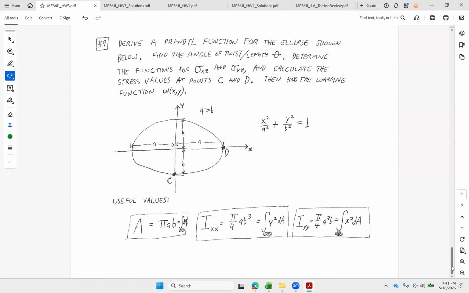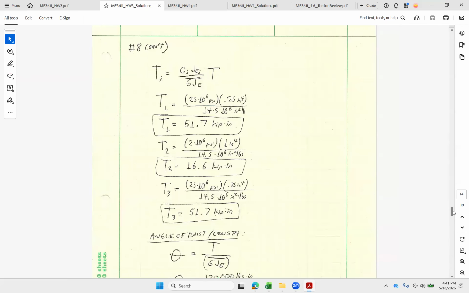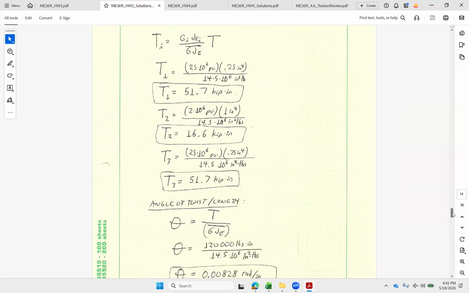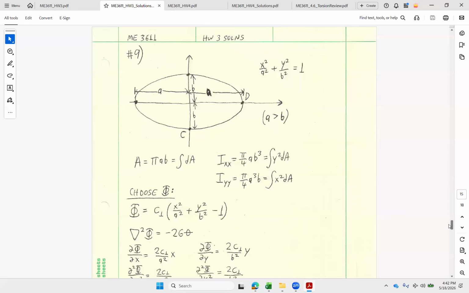Right? And then we've got a couple of useful values for the ellipse. IXX, integral y squared dA, is going to be pi over 4 A B cubed. And then IYY, the moment of inertia about that vertical axis, integral x squared dA, to be pi over 4 A cubed B. So if we come across any of these, we can just substitute in those constant values, and pi AB for our area. So let's see how these play out. Torques we also got for that one via the summation. You see the ceramics are carrying a good bit more of that.